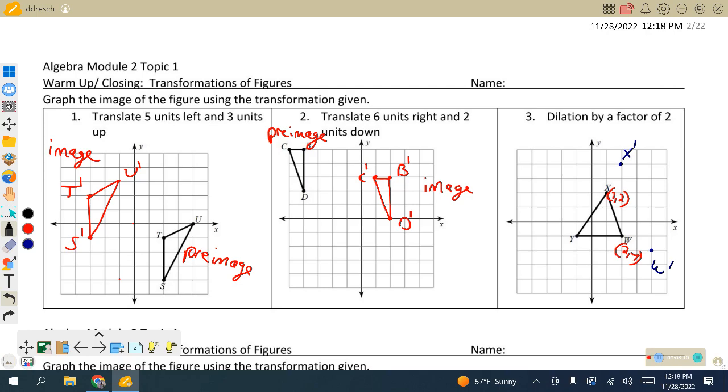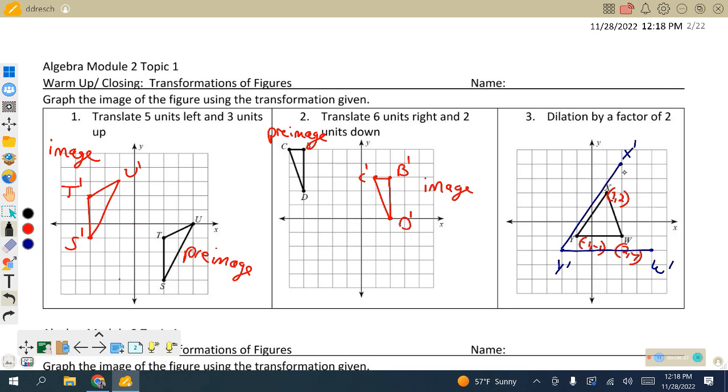And go to the last one. Where is y at? And then -1, -1 gets multiplied by 2. And where does y prime end up at? -2, -2. Connect it.